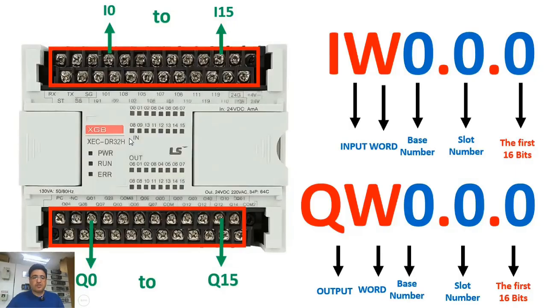And now, as we said, if instead of this PLC we use the DR64H, and we want to address the second set of 16 outputs all at once, what we need to do is replace that last 0 with a 1.